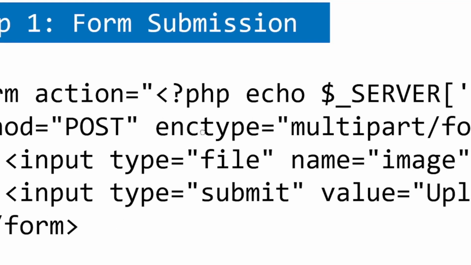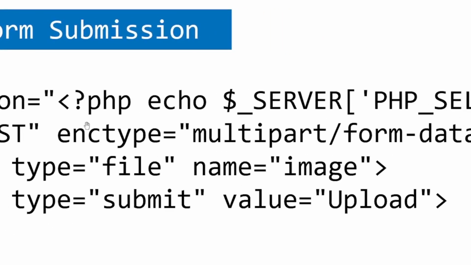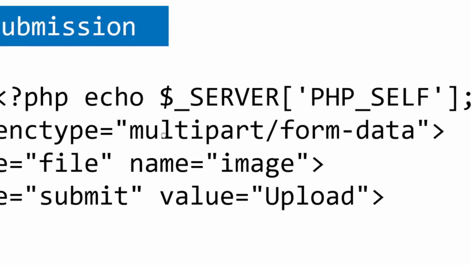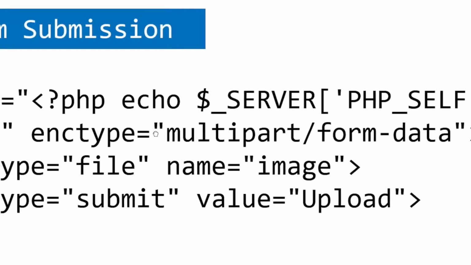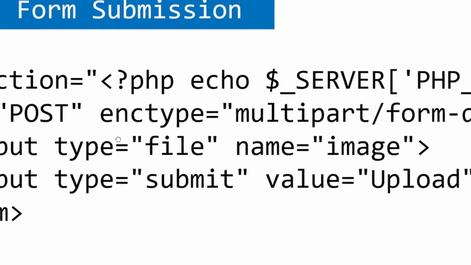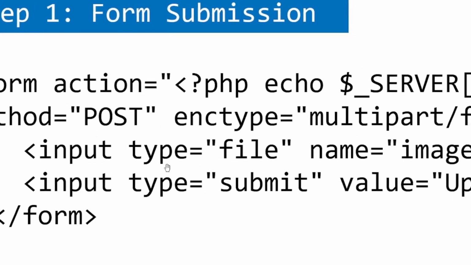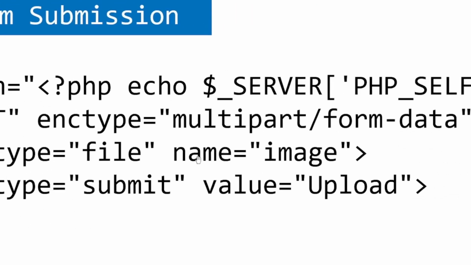Now, the new attribute is this enctype. You must put enctype and you must set its value to multipart/form-data. This allows images to be uploaded to the server. So just make sure you set the enctype. Another thing is the input here, we set it to type file, and then the name here is going to be image. This is also very important, to know the name that you have used here.